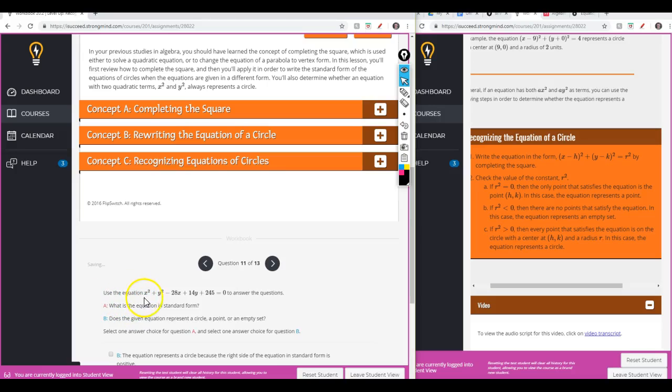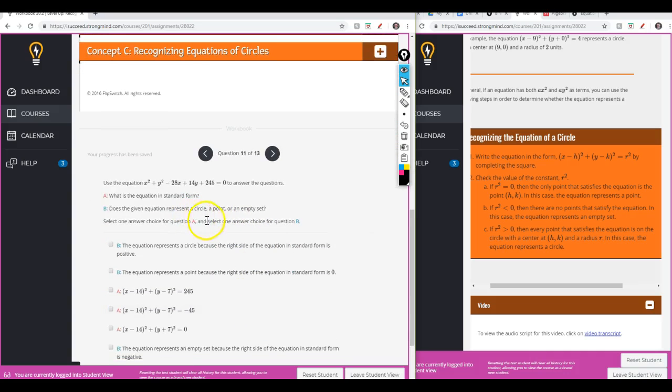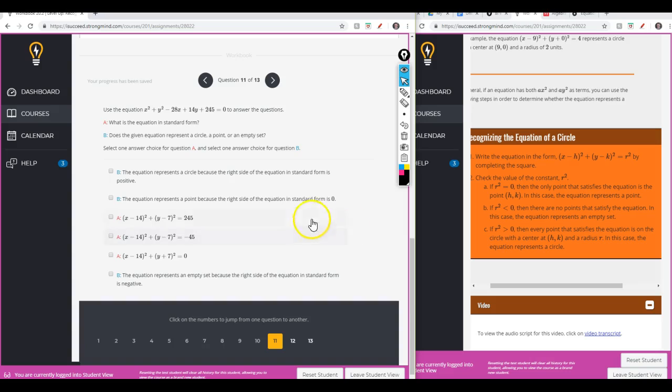Alright, use the equation x squared plus y squared minus 28x plus 14y plus 245 is equal to 0 to answer the questions. A, what is the equation in standard form? B, does the given equation represent a circle, a point, or an empty set? Select one answer choice for question A and select one answer choice for question B.